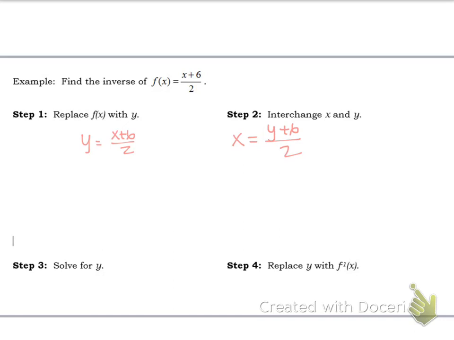So I'm going to just solve it up here. So first I got to multiply by 2 to get rid of that fraction. So it becomes 2x equals y plus 6. I subtract 6, so I've got y equals 2x minus 6, and then we have to say that that is my inverse. So I replace that y with f of -1 of x, and then rewrite my equation back in here. So that is my inverse equation.